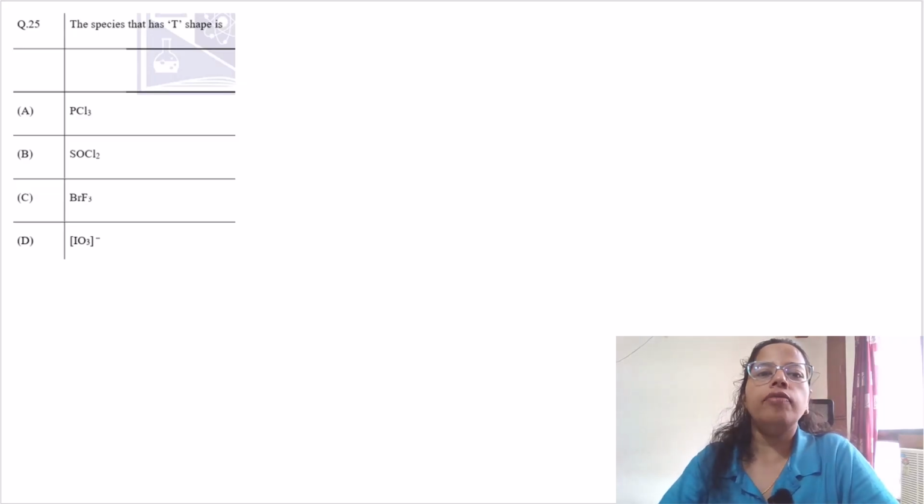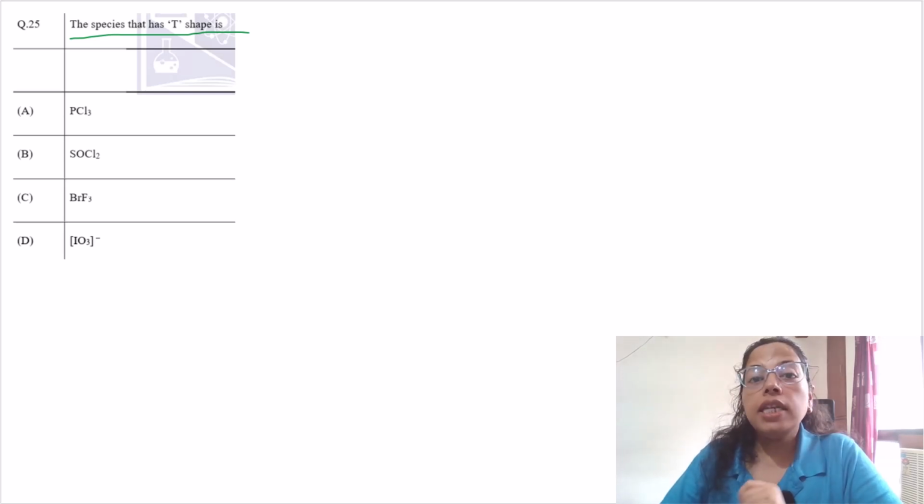Today we again have a VSEPR based question which says: the species that has T shape. So we have to identify amongst the given four molecules which one of these has a T shape. And in addition to finding which one of the molecules has a T shape, let's find out the shapes of all the given molecules. Let's do that.